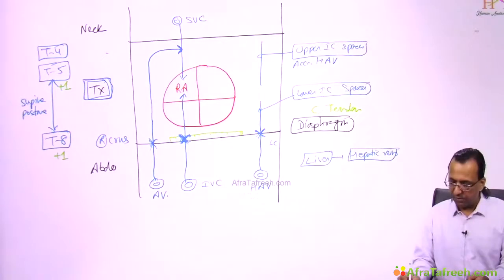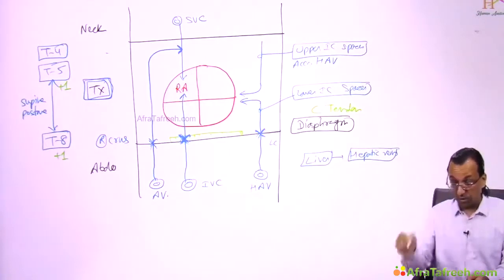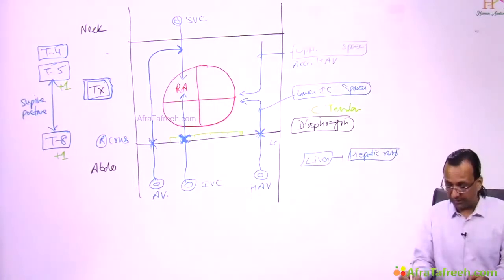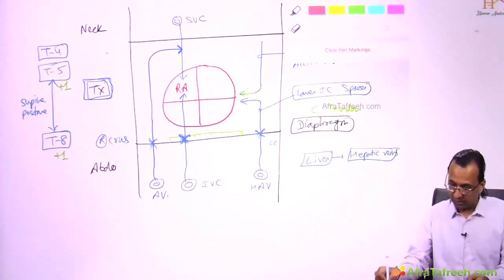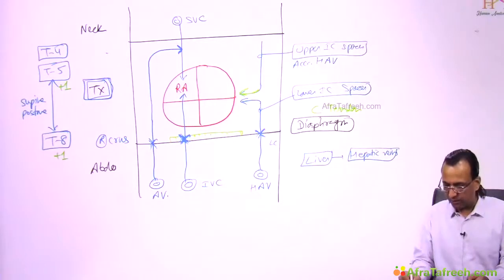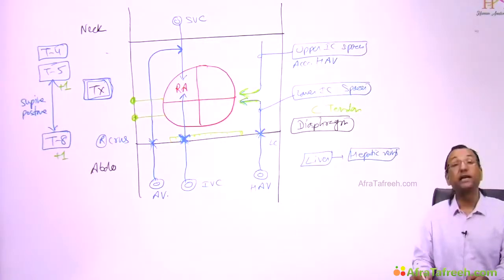See, both of them will turn to the right side and go behind the heart. So they are going behind the heart. Let me use some other color. So they were passing behind the heart now. And what do they do after that? After that, they will drain into the azygous vein.